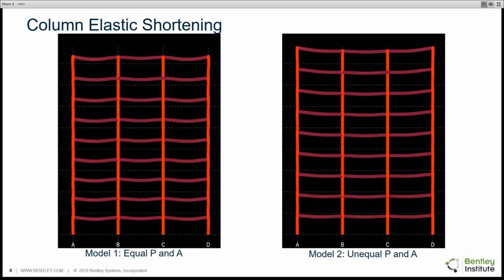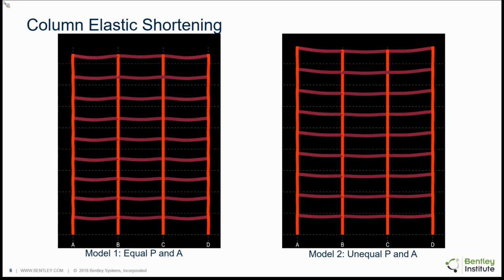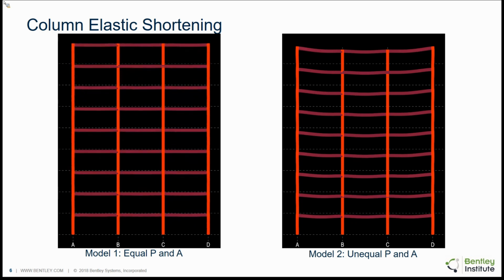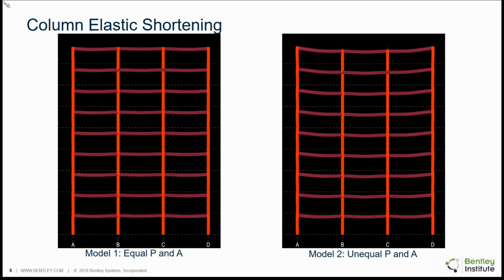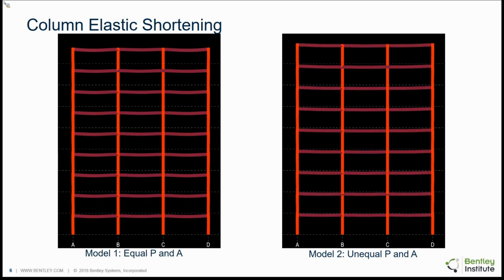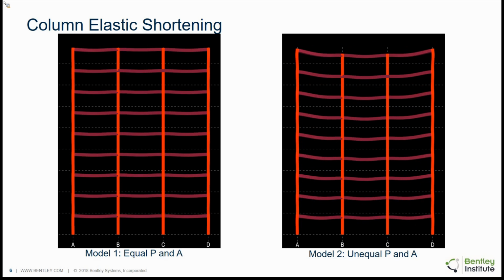And to further illustrate what's going on here, it might be helpful to animate these. The model on the left shows the columns uniformly displacing under the equal loading. The beams are just going along for a ride, and the displacement and the curvature of the beams is purely due to the beam loading. The model on the right shows the columns with differential shortening. The beams are impacted by this. Their displacement and curvature are a function of both the beam loading and the column shortening.